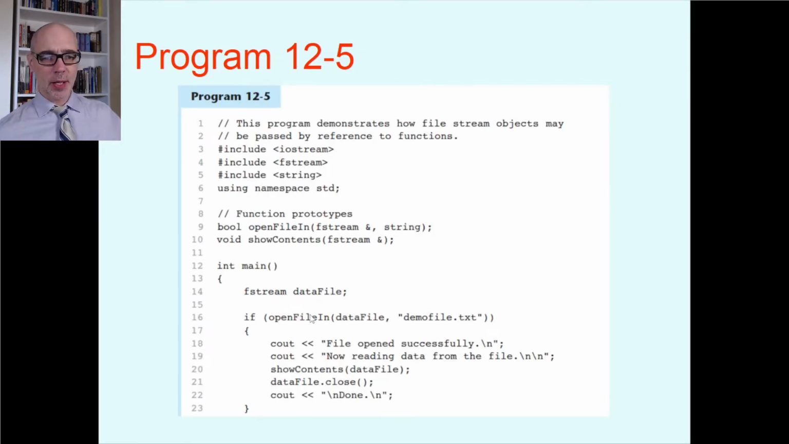So you put that together and you declare an fstream object called data file. Always declaring data is probably the first thing in the main function. You call that open file in function. Hopefully this gets opened up. And if so, it's going to print out file opened successfully, now reading data from the file. Pass that file stream object to show contents. Everything in the file is going to get printed to our console. And then, of course, close the file and then print done to the console. Now that's what happens if open file in returns true and you actually successfully opened it.